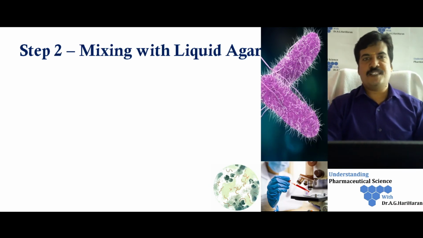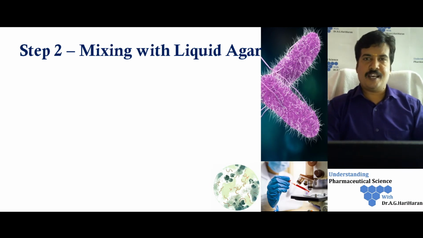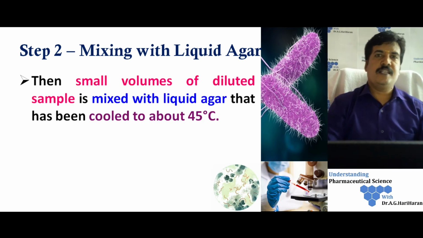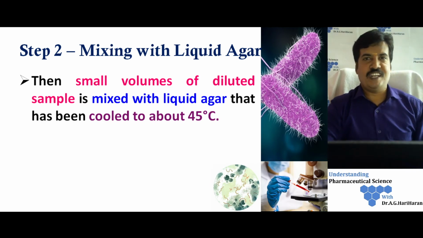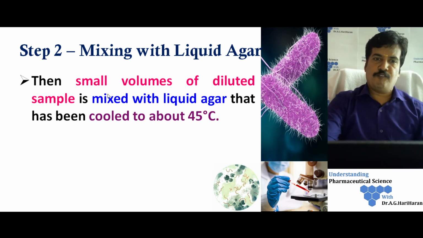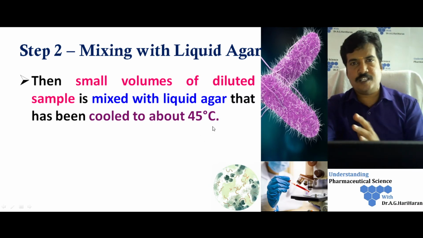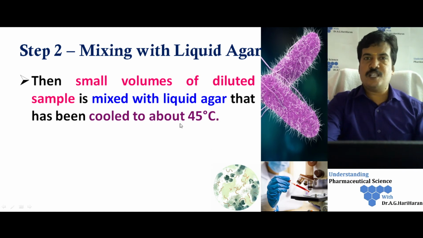So the second step is mixing in the liquid agar. Prepare an agar medium and sterilize it in a conical flask. Once the agar reaches a temperature of around 45 degrees Celsius, this is the critical part of the pour plate technique. At 45 degrees Celsius, the agar will be in a liquid state. If it goes below 45 degrees Celsius, it starts solidifying. So at this stage only we have to add a small volume of the diluted sample which carries the microorganism.